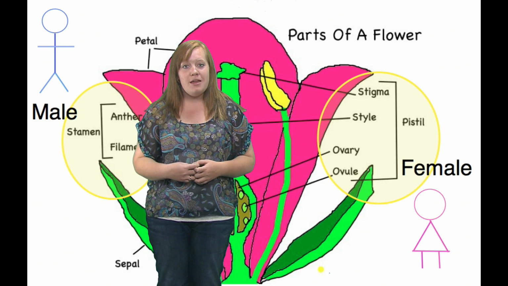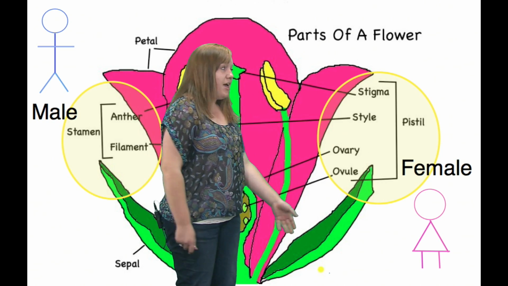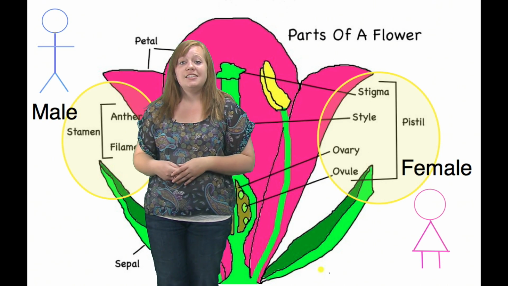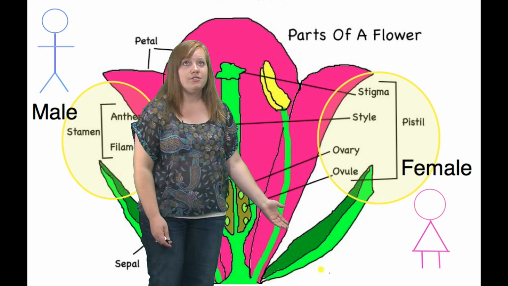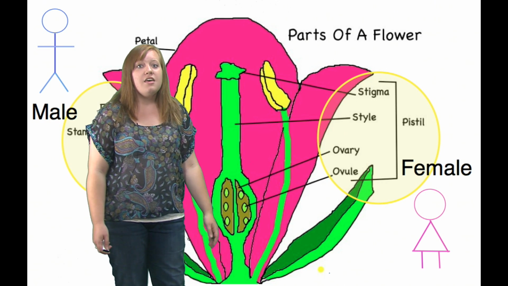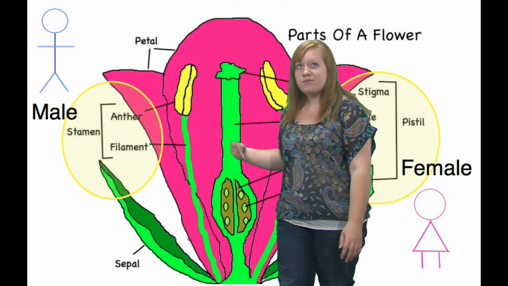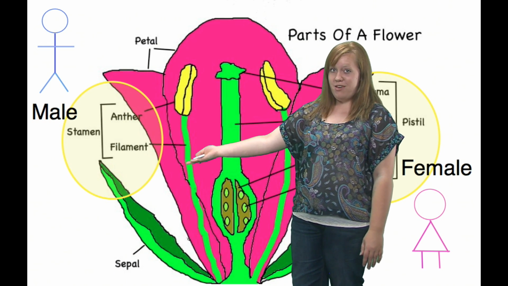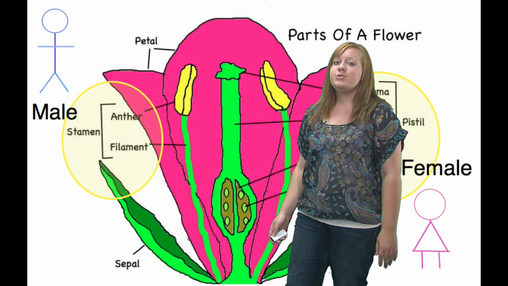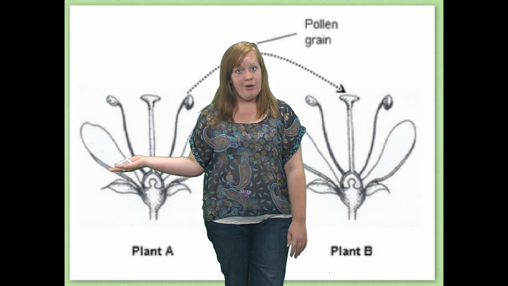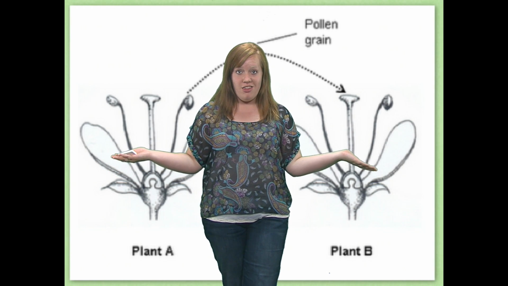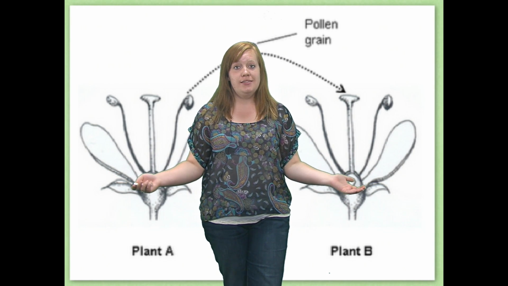Most flowers have four main parts: sepals, petals, stamens, and pistils. The pistils are the female reproductive part, and the stamens are the male reproductive part. The stamens produce a sticky powder called pollen, hence the term pollination. In order for a new seed to form, the pollen from the stamen of one flower must be carried to the pistil of another. This can happen in two different ways.